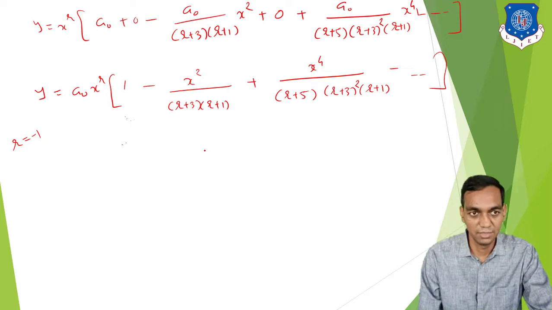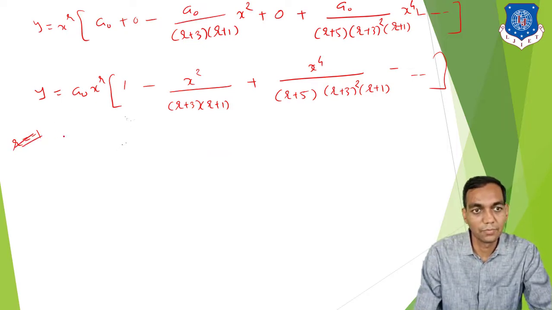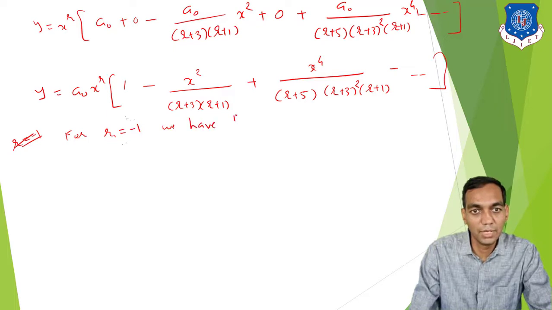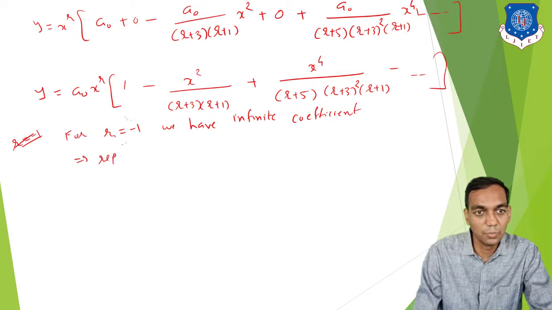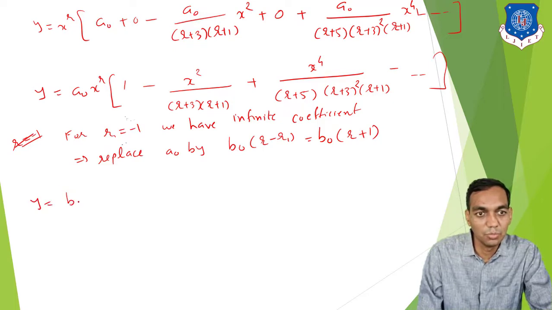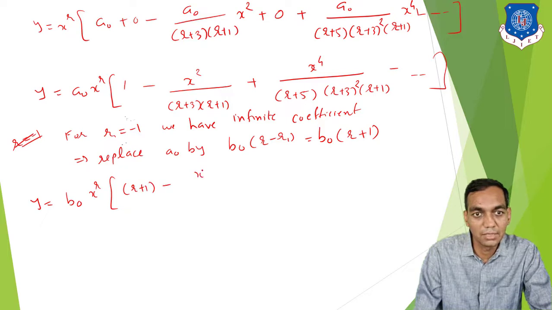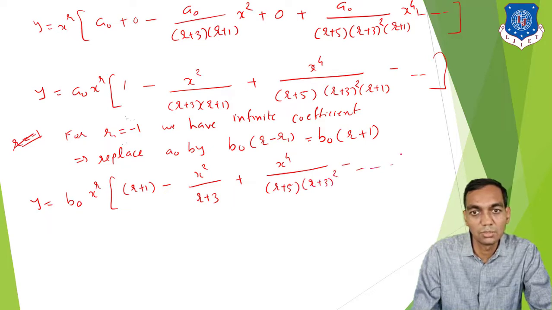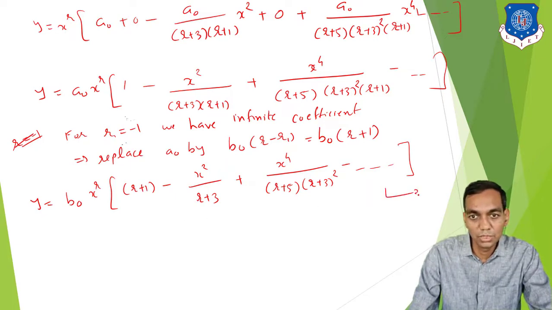Now here your case is decided. So for r1 is equal to minus 1, we have infinite coefficient, and that implies replace a0 by b0 into r minus r1, that is b0 into r minus minus 1, that is r plus 1, and therefore your equation is going to be b0 into x raised to r, and I am going to multiply inside, so that will give you r plus 1 minus x square upon r plus 3 plus x raised to 4 upon r plus 5, r plus 3 whole square, and so on. I am going to say this is equation 3.